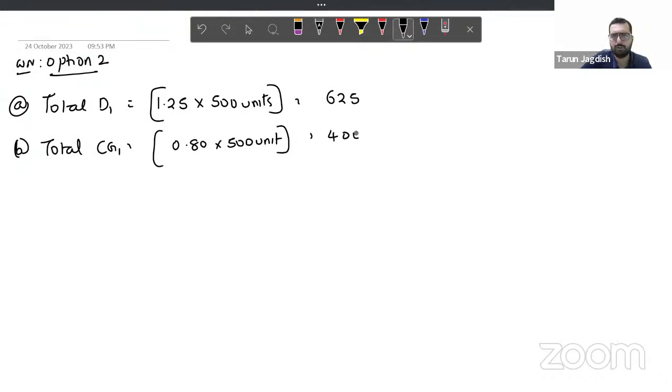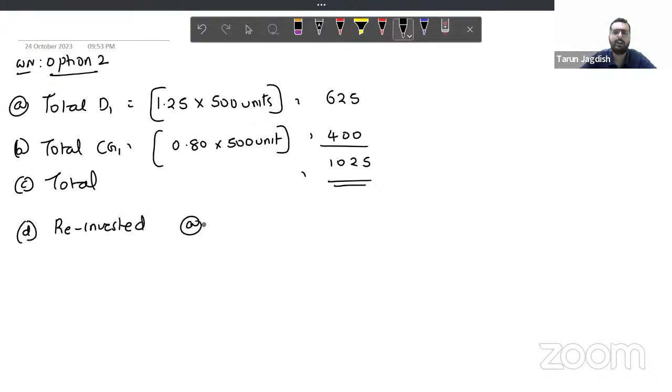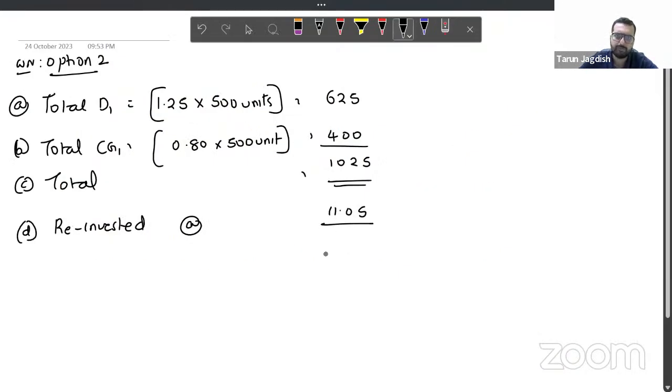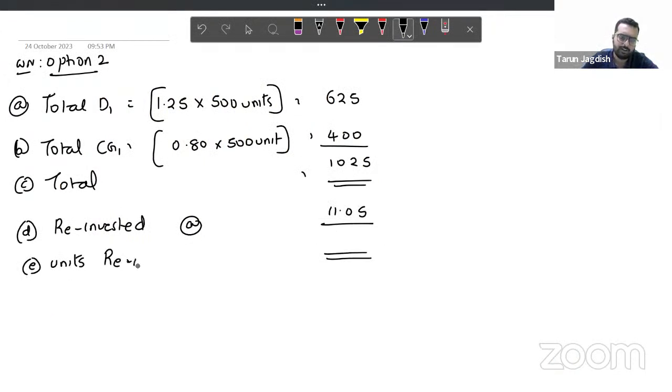Next one turns out to be how much? 400. Okay. So you get the total as how much? Total will be 1025. Everybody clear with this part? So this will be reinvested at what NAV? Can you all tell me? 11.05. Okay. So you get the units reinvested. That will be 1025 divided by 11.05. Do you get the answer as 92.76 units?